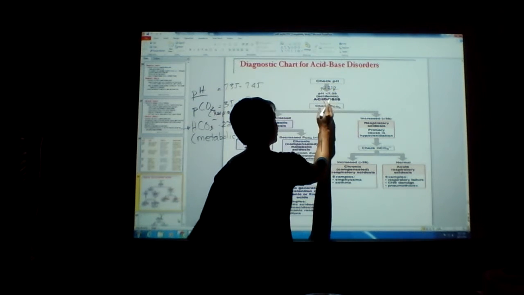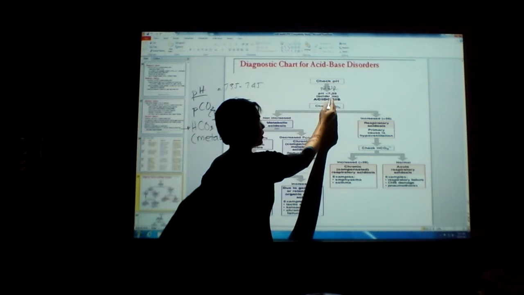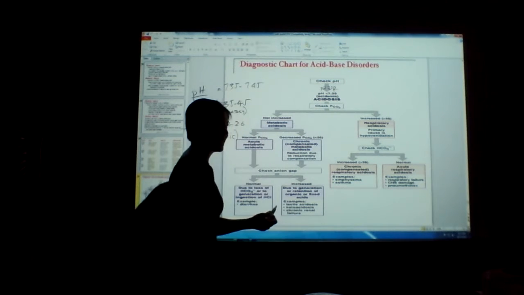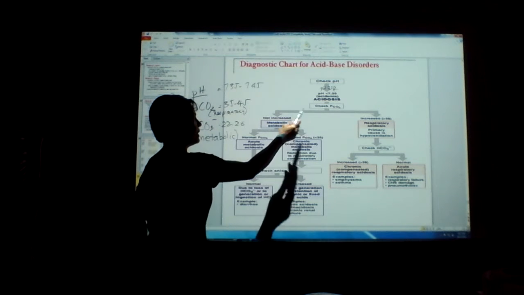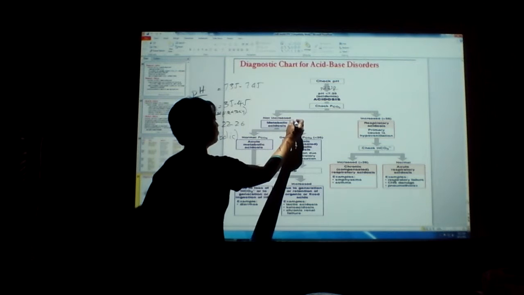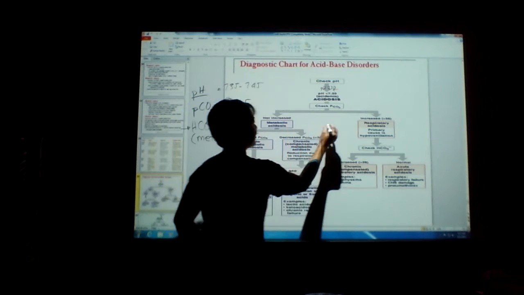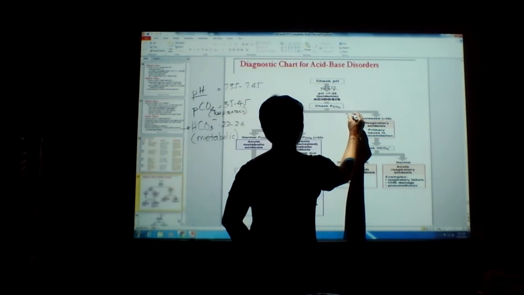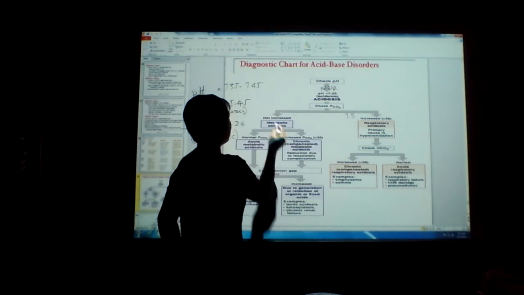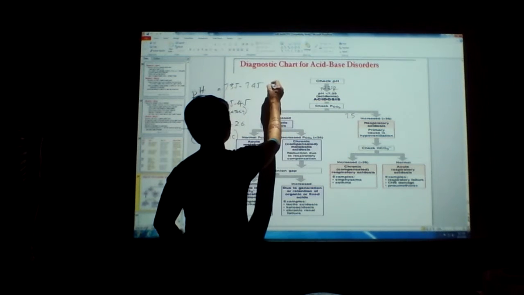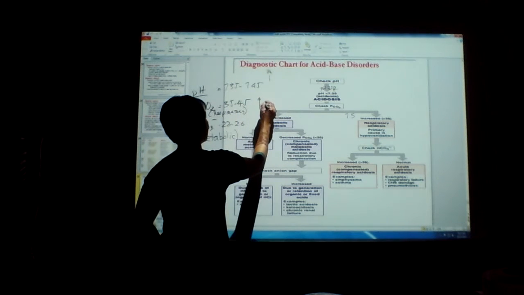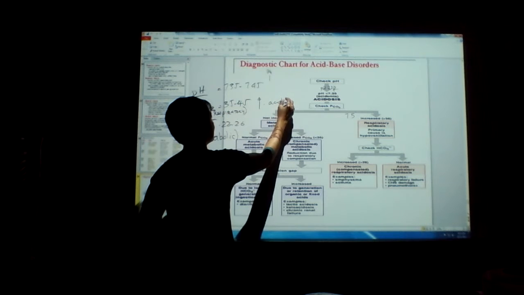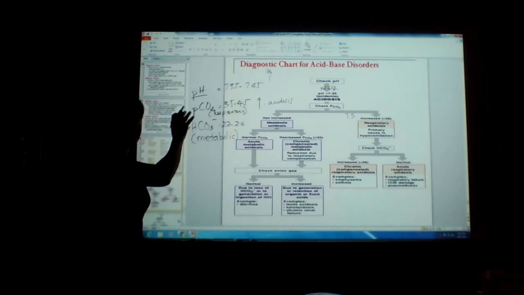7.32. So it's less than 7.35. So I say the patient is in acidosis. Then I'm going to next look at the PCO2. The PCO2 is, let's say, high. The higher the carbon dioxide, that means the patient is in acidosis. More carbon dioxide accumulation leads to acidosis.